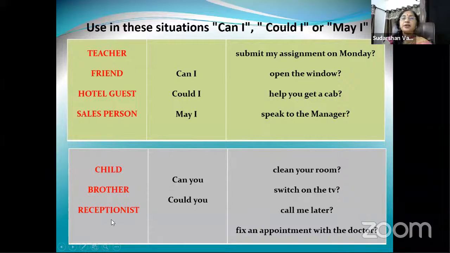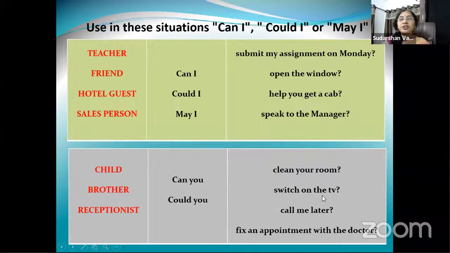Yeah, the relationship here. You're talking to a child, you're talking to your brother, you're talking to a receptionist. Child is informal. Brother is also informal. So what will you use? Can you? Receptionist, could you? Can you clean your room? Generally, it is advisable to use the word please. Whenever you use the word please, you will definitely get yes for an answer. Can you please clean your room?